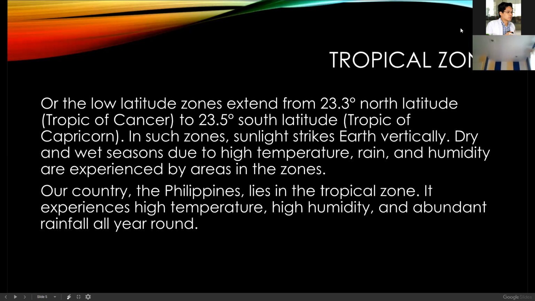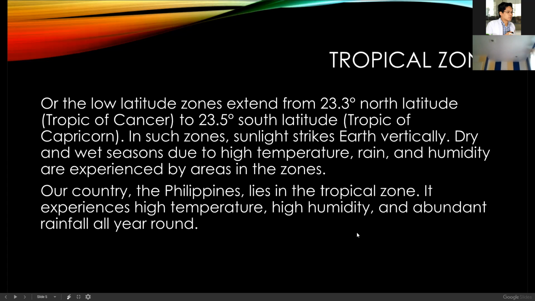The tropical zone, or low latitude zone, extends from 23.5 degrees north latitude, that's the Tropic of Cancer, to 23.5 degrees south latitude, that's the Tropic of Capricorn. In such zones, sunlight strikes Earth vertically. Dry and wet seasons, due to high temperature, rain and humidity, are experienced by areas in the zone. Our country, the Philippines, lies in a tropical zone. It experiences high temperature, high humidity, and abundant rainfall all over the year.